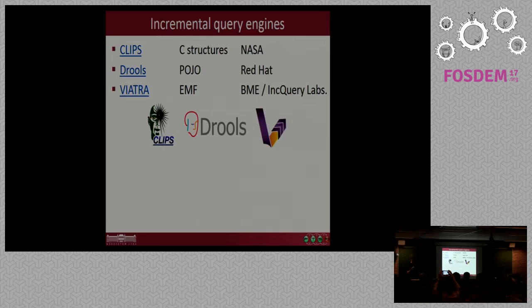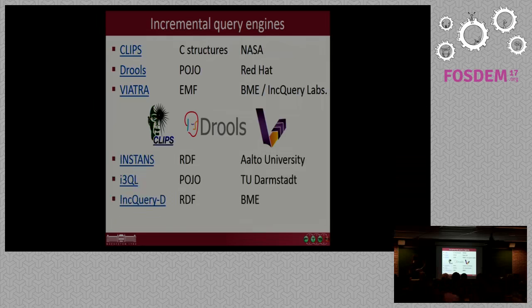So these are the academic and industrial tools, and we have some very prototypical tools like Instans, which works on RDF and is developed by Aalto University. We have a Scala-based solution called i3QL, developed by the Technische Universität Darmstadt. And we have IncQuery-D, which was my early PhD project in my university. So what we don't have is a property graph-based implementation. As far as we know, there are no incremental query engines for property graphs yet. But this is about to change.